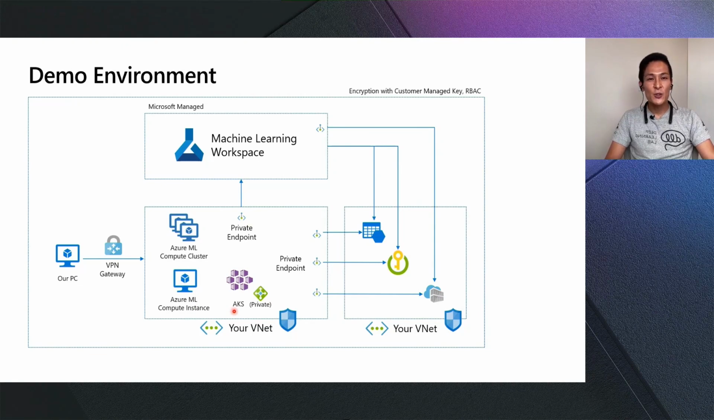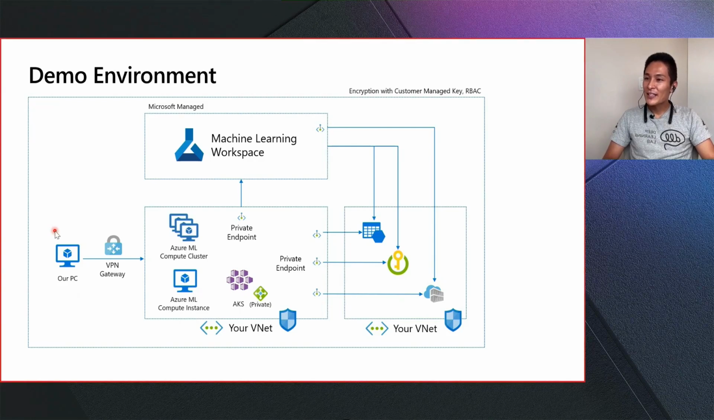And in order to emulate your access from your on-premise environment, we created a VPN gateway to our VNet, and we are accessing this demo environment from our presentation PC. And of course, everything is encrypted, and RBAC access control is applied. Okay, so let's move on to the demo environment.